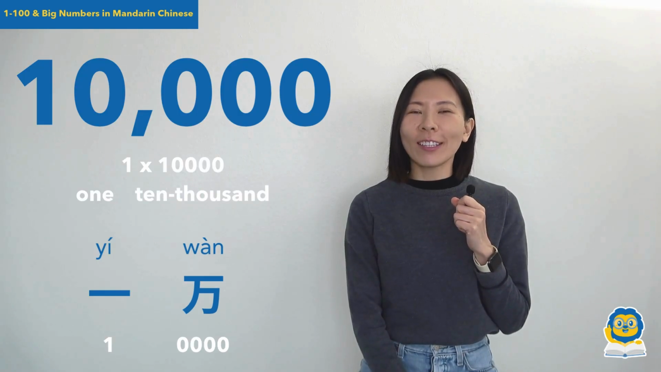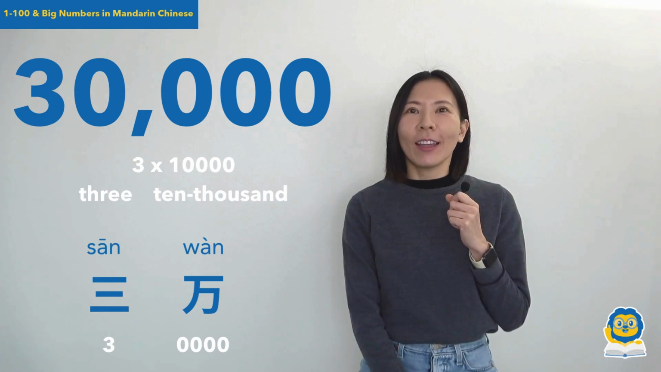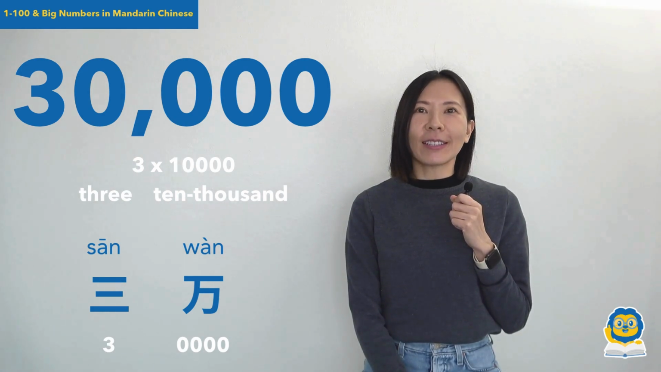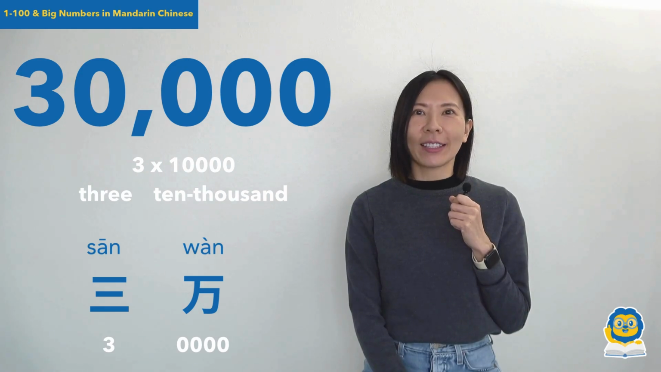10,000 would be 1 and 10,000. 1 is 一, 10,000 is 万. 一万 is 10,000. 30,000 is 3 and 10,000. 3 is 三, 10,000 is 万. 3 and 10,000 is 三万.